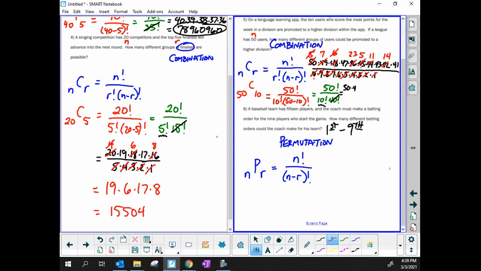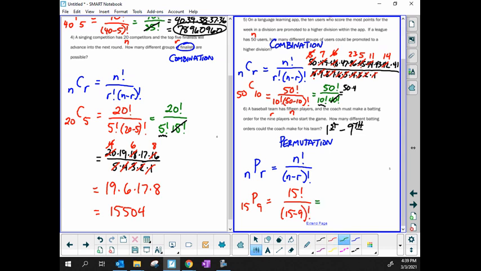Well, the baseball team has 15 players. That's my n. That's my big group. And the coach is making a batting order for the 9 players. That's my r that start the game. So what we're really doing here is 15P9. So replace all the n's with 15s, replace the r with the 9. So n factorial becomes 15 factorial over n minus r, which is (15 minus 9) factorial.